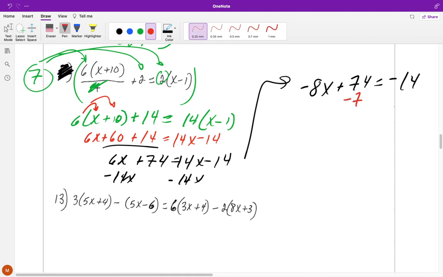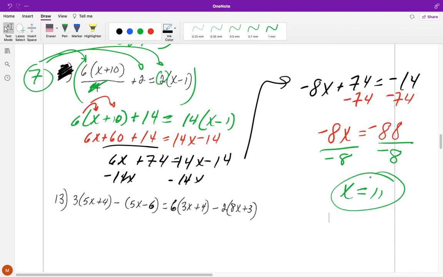I am then going to subtract the 74 from both sides. So negative 8x is equal to negative 88. And then the last part will be dividing by negative 8. So x is then equal to 11.